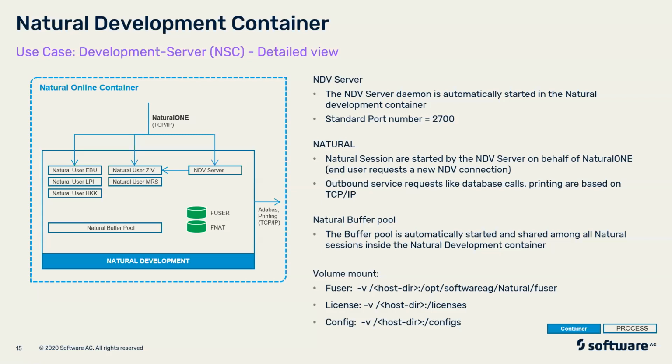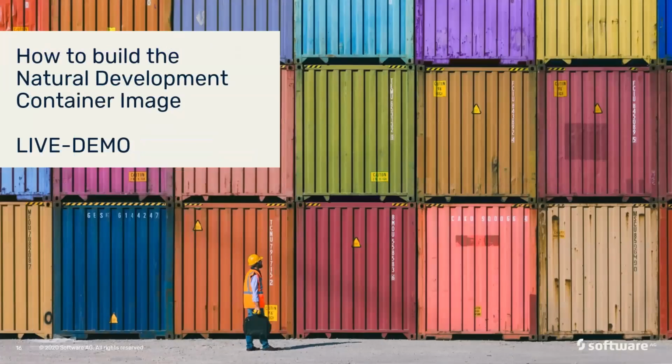And beside of this, there are probably read-only mounts that you can apply. For instance, we are in the Enterprise Edition not putting any licenses inside of the container. So therefore, you need to mount them from outside. Alternatively, you can also bake them into the container. We will see this right now. But in general, you can mount them from outside, and the same applies to the configuration. Let's look into this. Let's now build a Natural development container image.